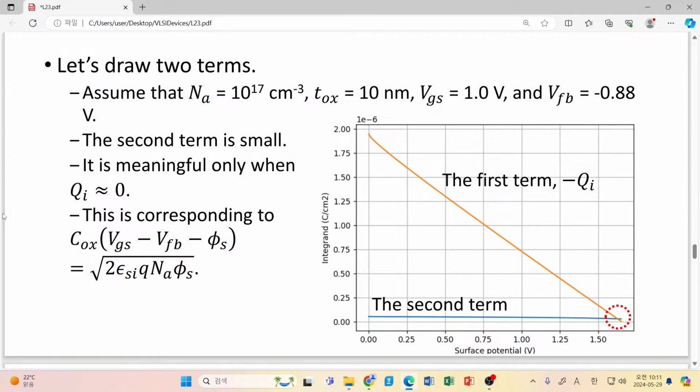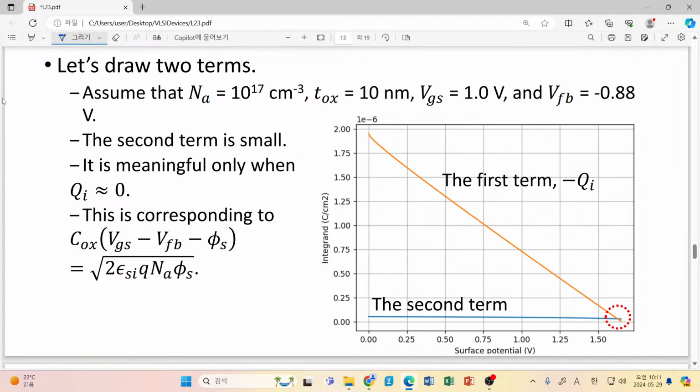This orange line corresponds to the first term, and the second term is, seemingly in this case, almost constant. It does not vary quite much. On the other hand, the first term is almost a linear function of surface potential. So we must calculate the sum of these two terms. Please think about this case.